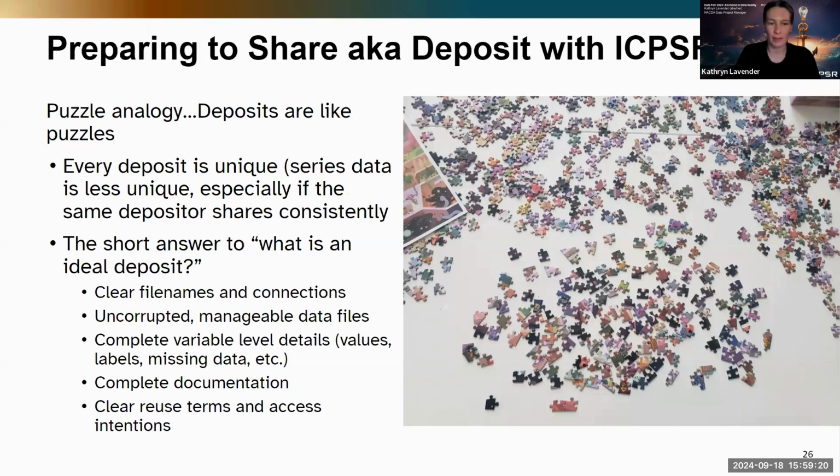But what does an ideal deposit look like? Well, clear file names and connections between those files. And this applies whether you would be giving us data to curate or data that you would self-publish. So clear file names, always a must. Uncorrupted, manageable data files, so you want to make sure they all open the way they should. Complete variable level details, so complete value labels and missing data information. Complete documentation and clear reuse terms and access intentions. Next slide, please.